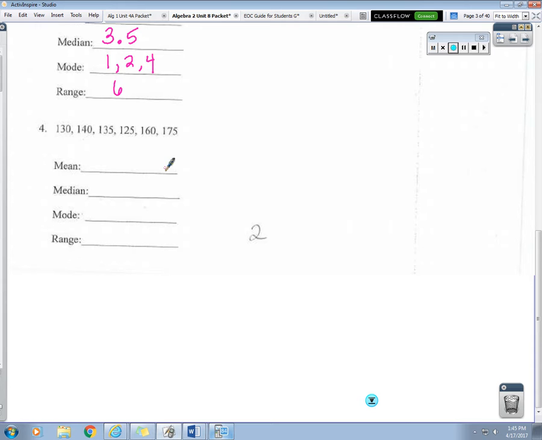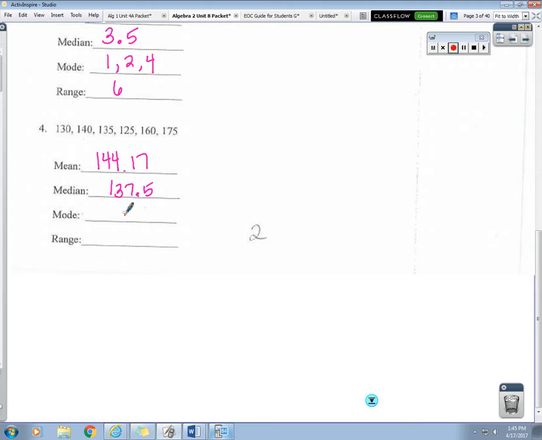Number 4, what's the mean? Okay, 0.16, or no, if you're rounding to the hundredths, it should be 0.17. If you're rounding to the tenths, 0.2. Median, 137.5. Okay, and since I end up with a number that was not in my list, that tells me right away that there were 2 middles that had to be averaged.